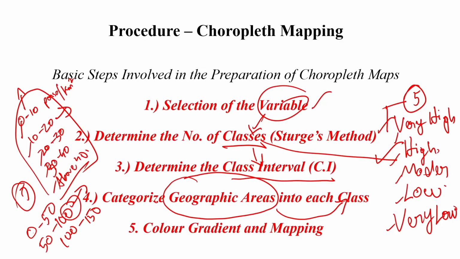After that, based on this grouping, we define good color gradients, and then we map that particular information. So these are the 5 things you should remember. I will quickly repeat: select your variable, then define the number of classes, then define your class interval, then categorize your areas, and then do your color gradient. This is the basic procedure involved in Choropleth mapping.